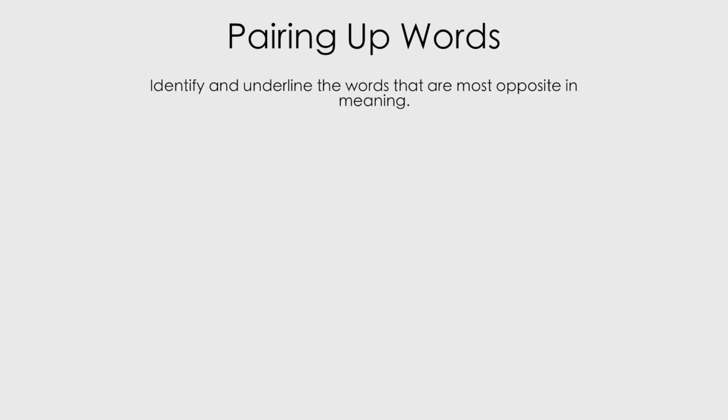Now let's have a look at another style of the same sort of question. So it's asking you to use the same skills. So this is pairing up words. Identify and underline the words that are most opposite in meaning. So rather than several pairs here, we've been given 2 groups and we need to select one word from each group. So let's work left to right and use the first group of words and check their meaning against the second group. So we've got stock.